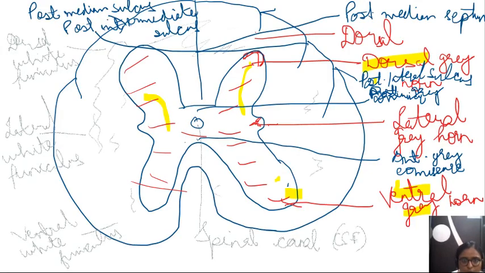See, if we see the spinal cord, for example, I'll show you here only. So these are located here. I told you the tracts are your white column. So these are located here because it is a dorsal column, right? Dorsal white column. So it is located here. Fine.